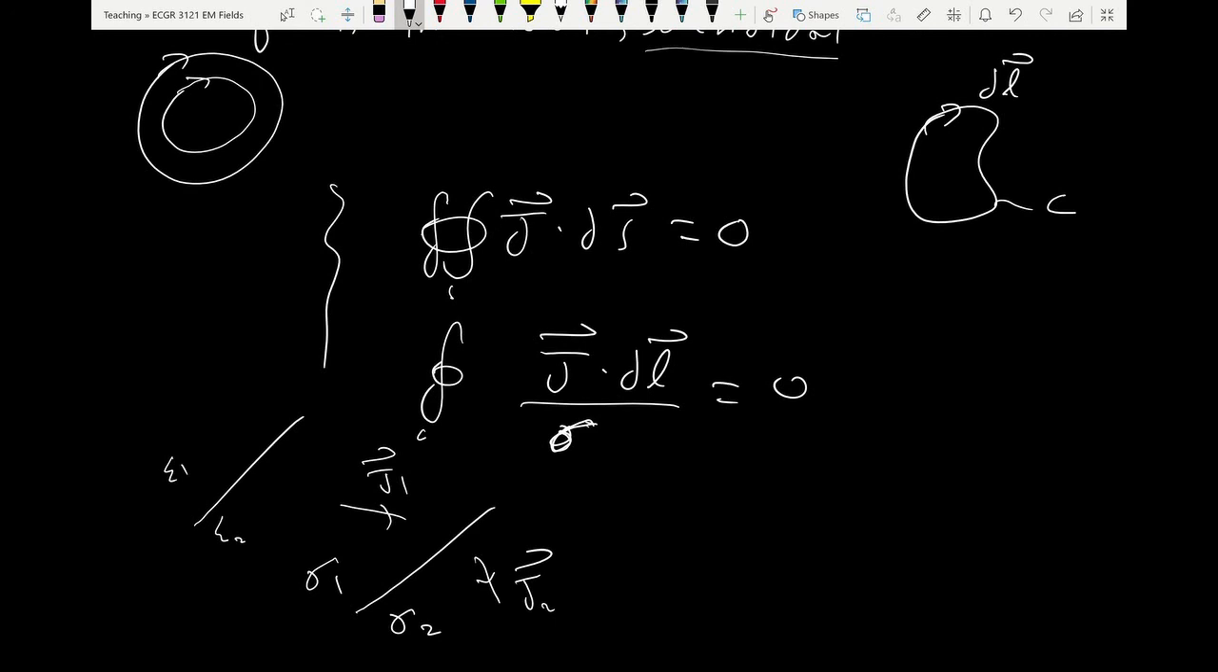And that will conclude chapter 7, and then we will solve some problems, and then we will move on to magnetostatics.